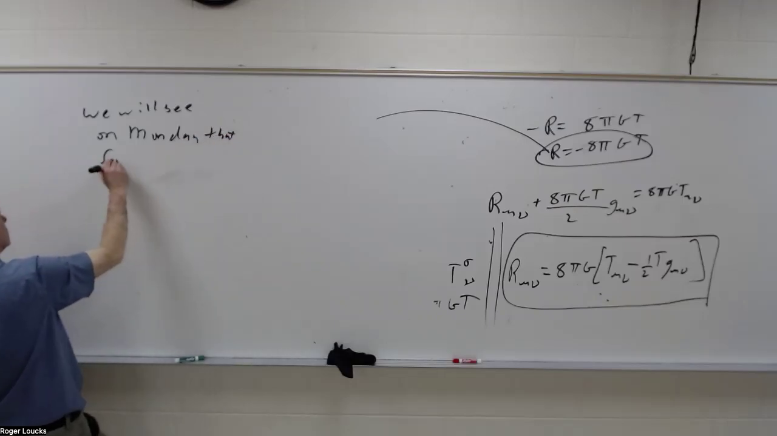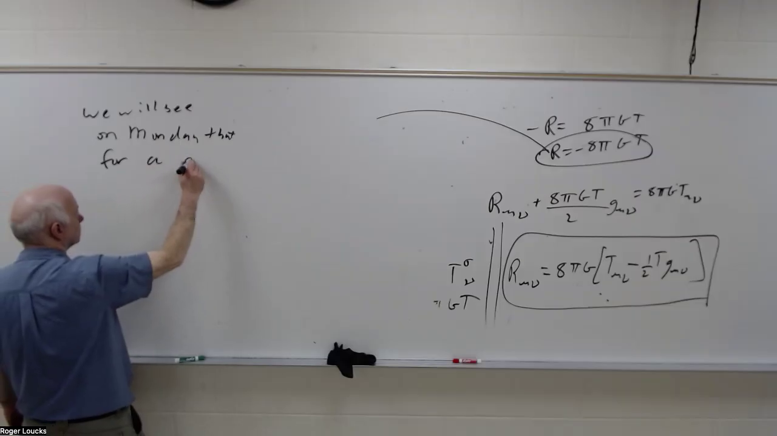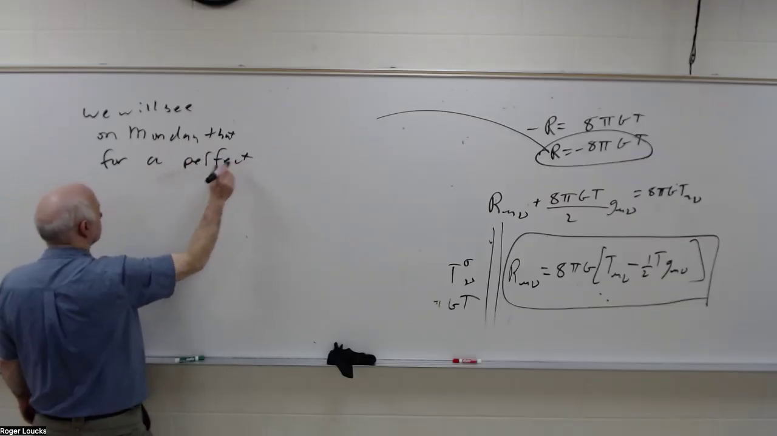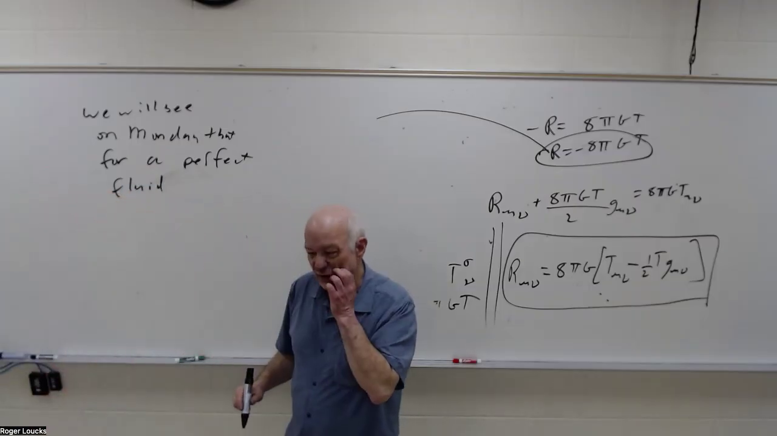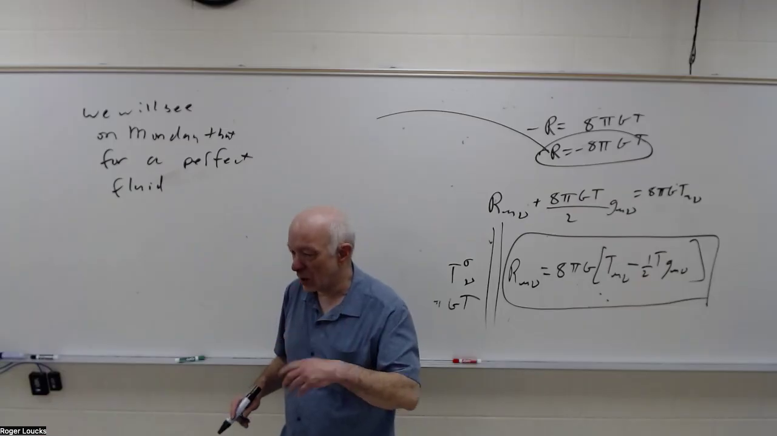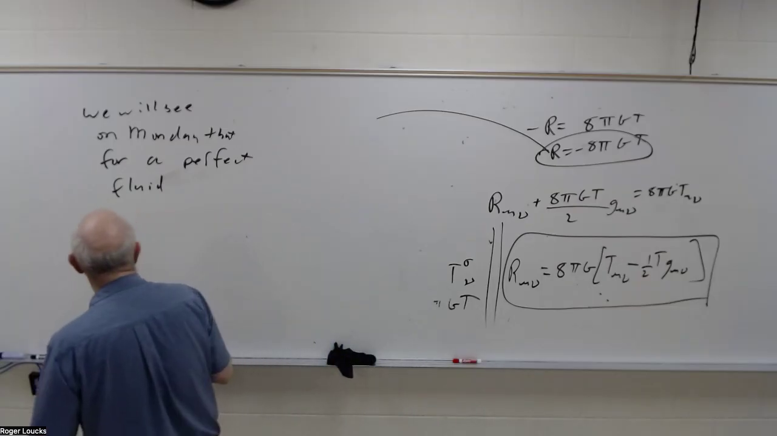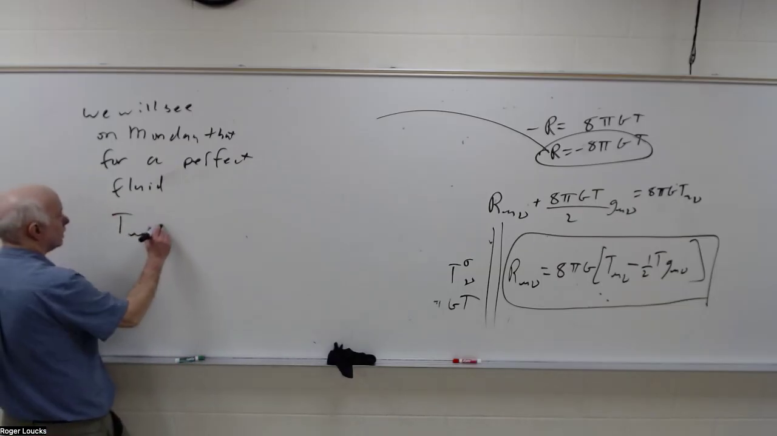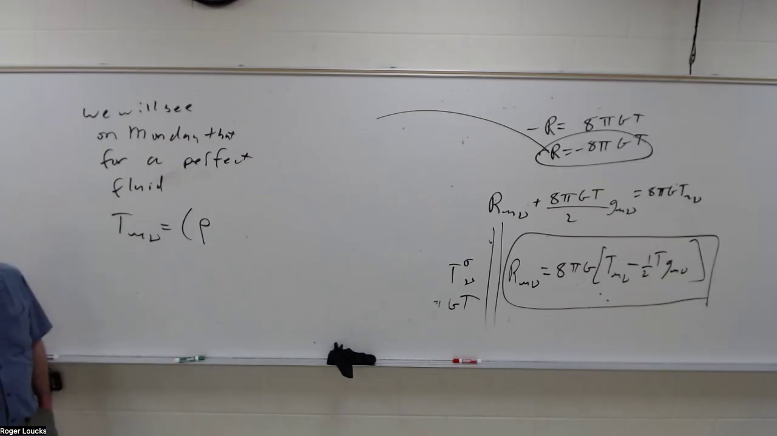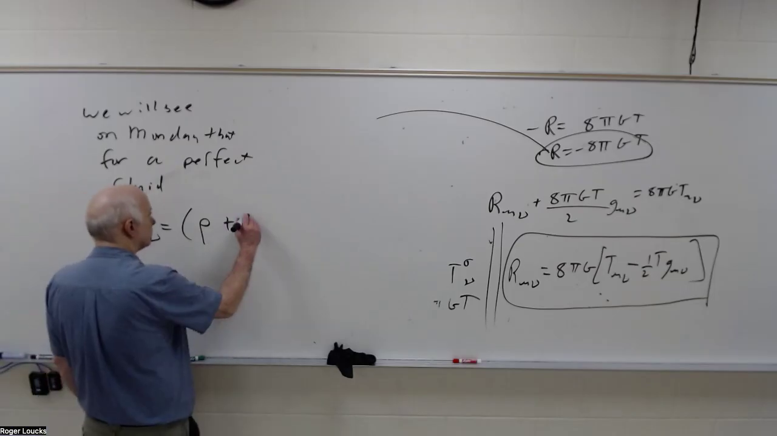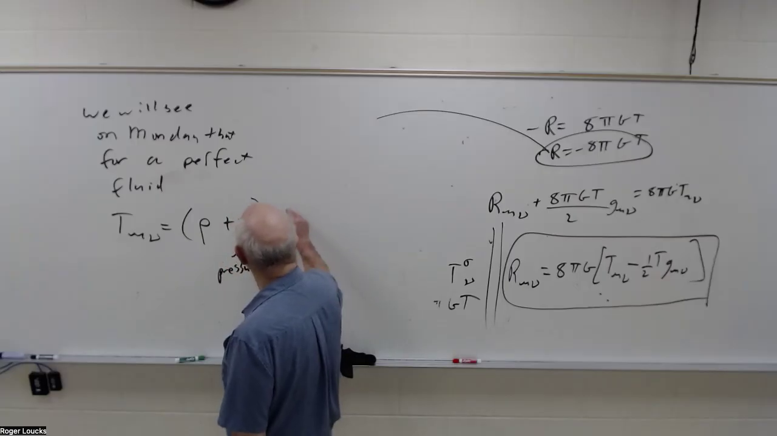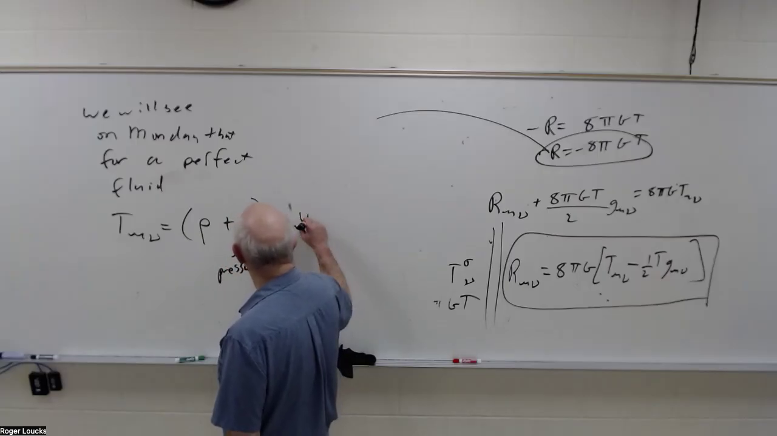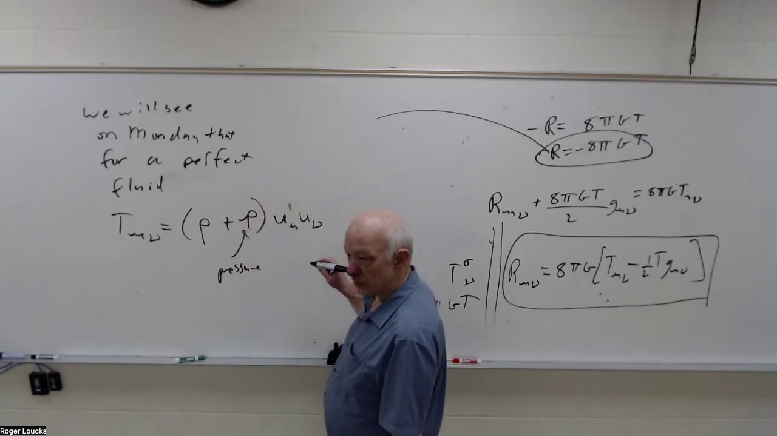That for a perfect fluid, and a perfect fluid is basically one that has no viscosity in it, it's going to be isotropic and everything else, this T mu nu is going to become your mass density plus your pressure, okay, this is your pressure, times u mu u nu.